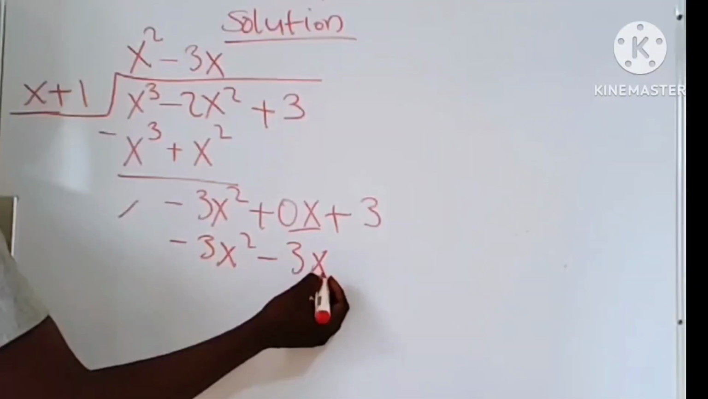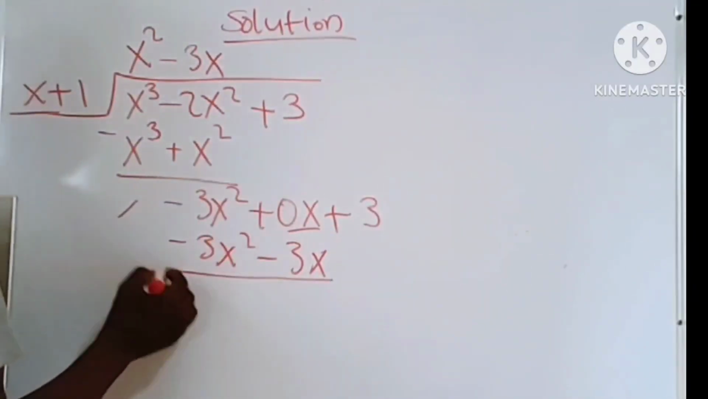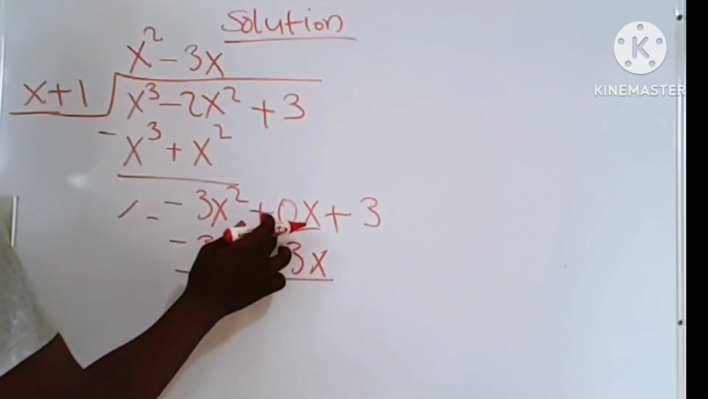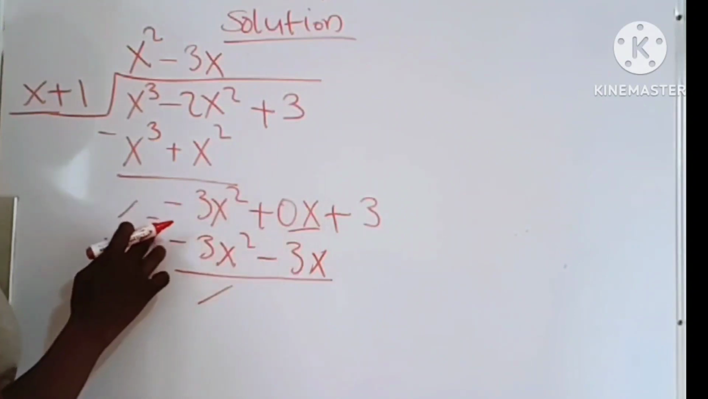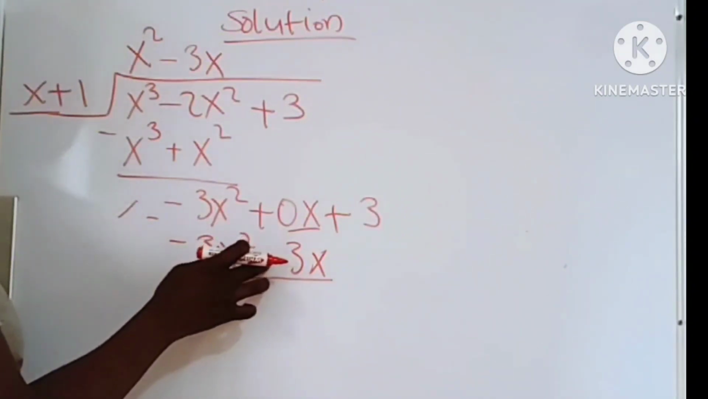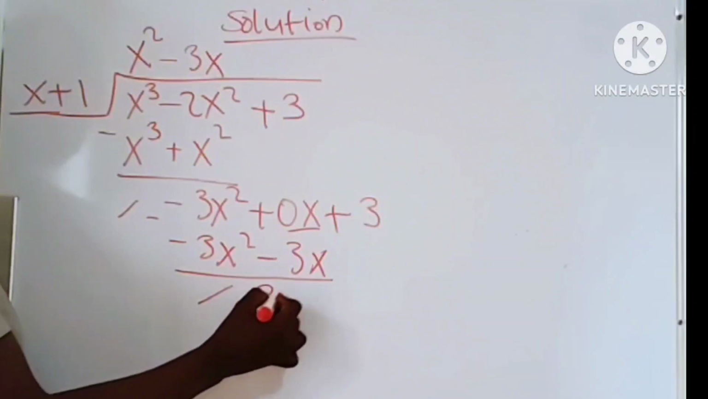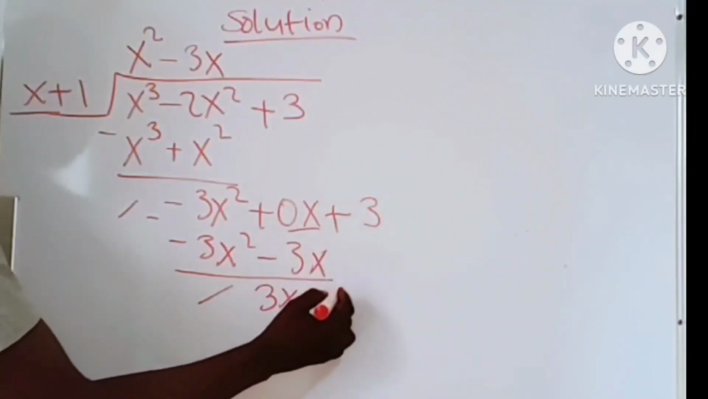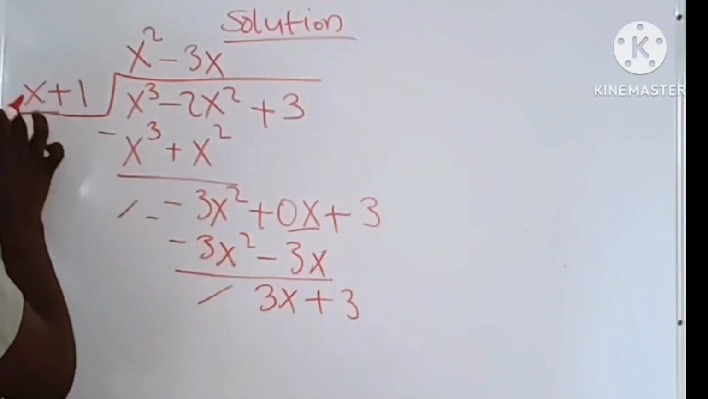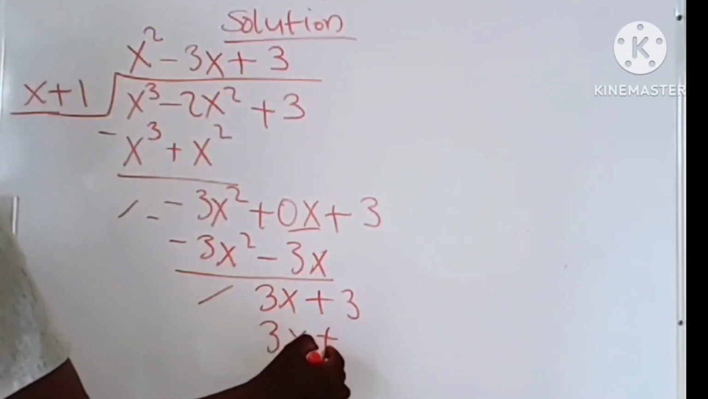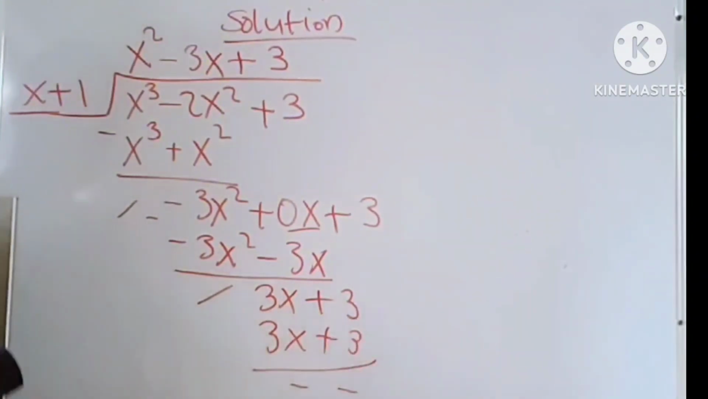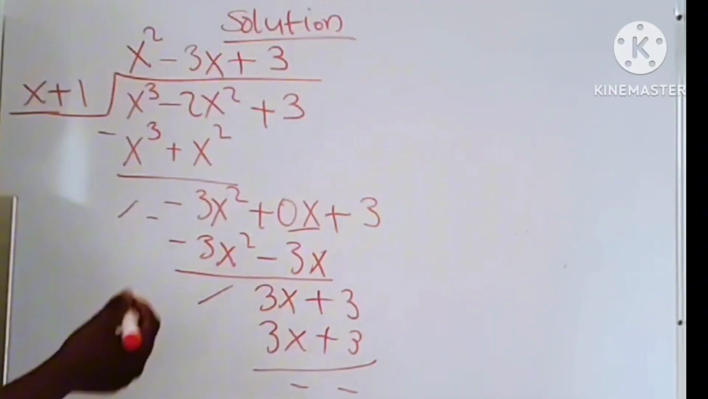Multiplying that gives negative 3x squared minus 3x. Subtracting, 0x minus negative 3x gives us 3x, plus this 3 will be plus 3x plus 3, and that is it. No remainder. So prove further that x plus 1 is a factor of the polynomial. So this is the solution we have.